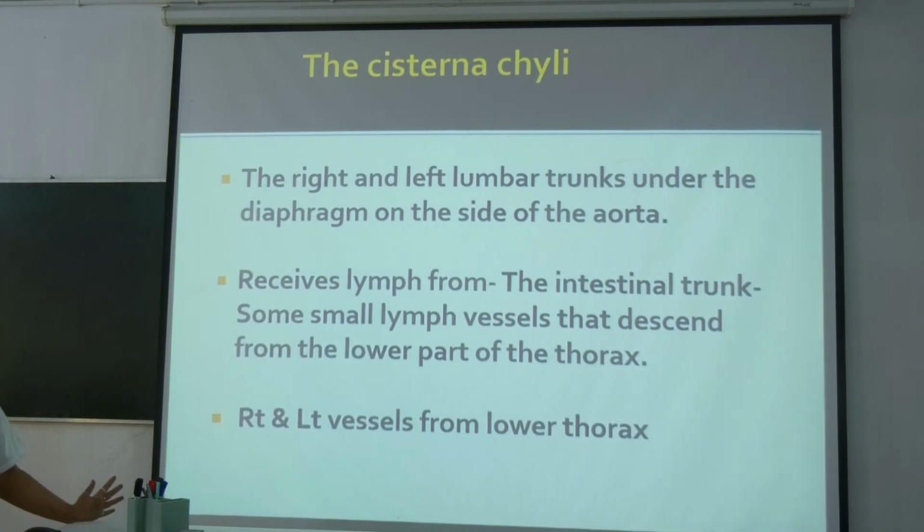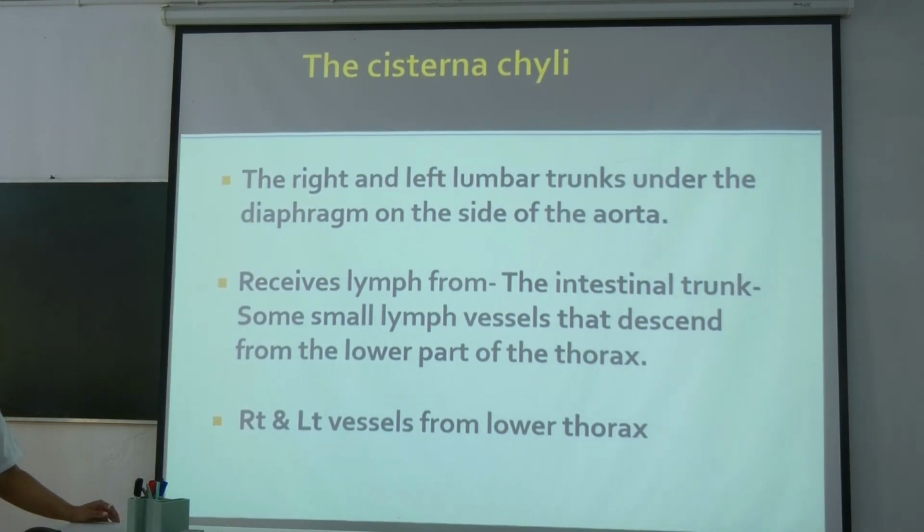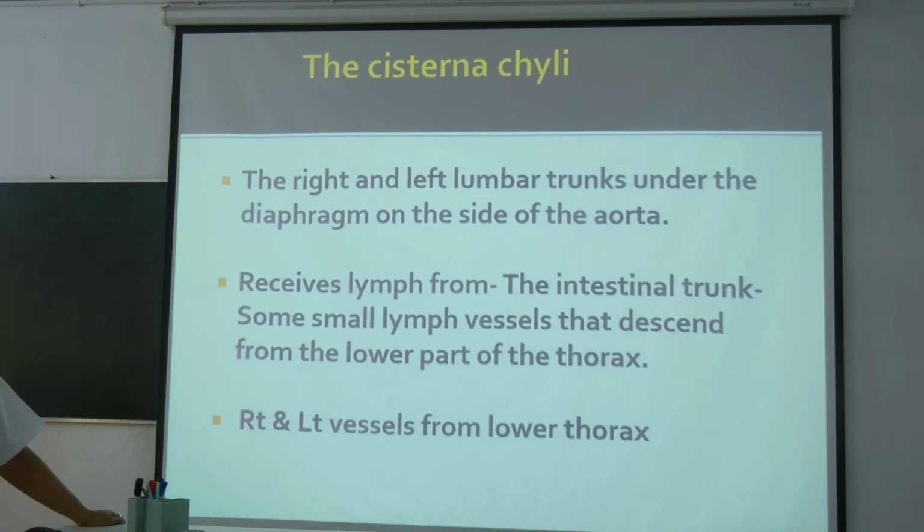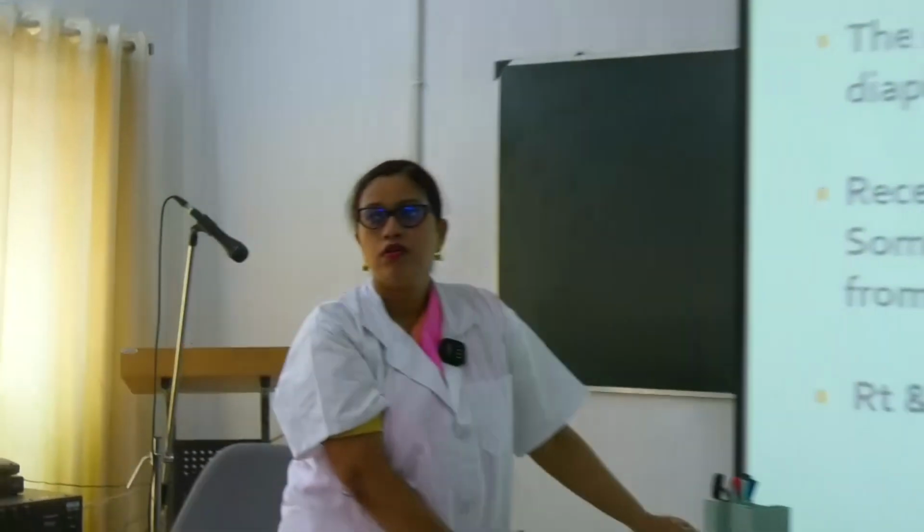So what is cisterna chyli? It is the right and left lumbar trunk under the diaphragm. ওকে, সো একটু থোরাসিক ডাক্টটা বল। থোরাসিক ডাক্টটা কোন সাইডে থাকবে? Where does it form? Left side. Then it used to cross to the right side. Okay, and it will join to the right lymphatic duct.